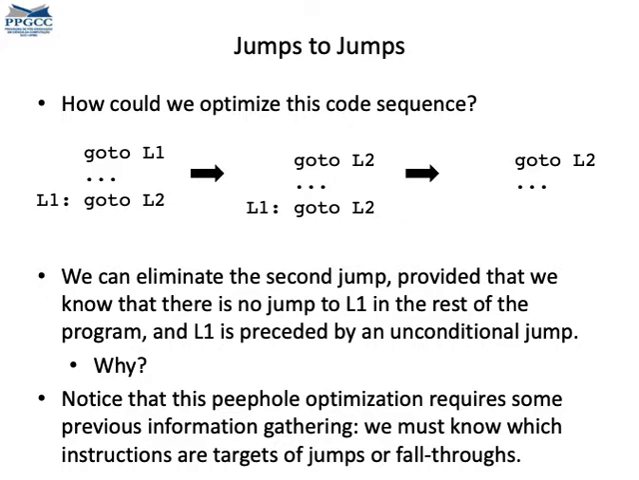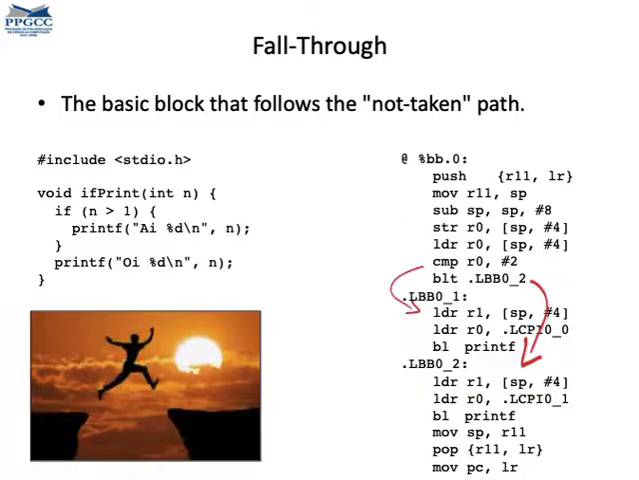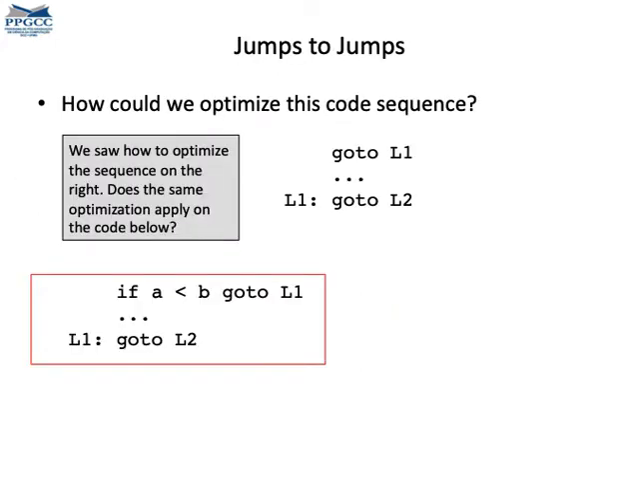We can gather this kind of information before traversing the program with the sliding window, if this needs to be implemented. Notice that here we are talking about fall-throughs. Have you ever heard this expression before? A fall-through is the basic block that follows a not taken jump. In other words, if the branch is not taken, then the execution flow continues on the fall-through.